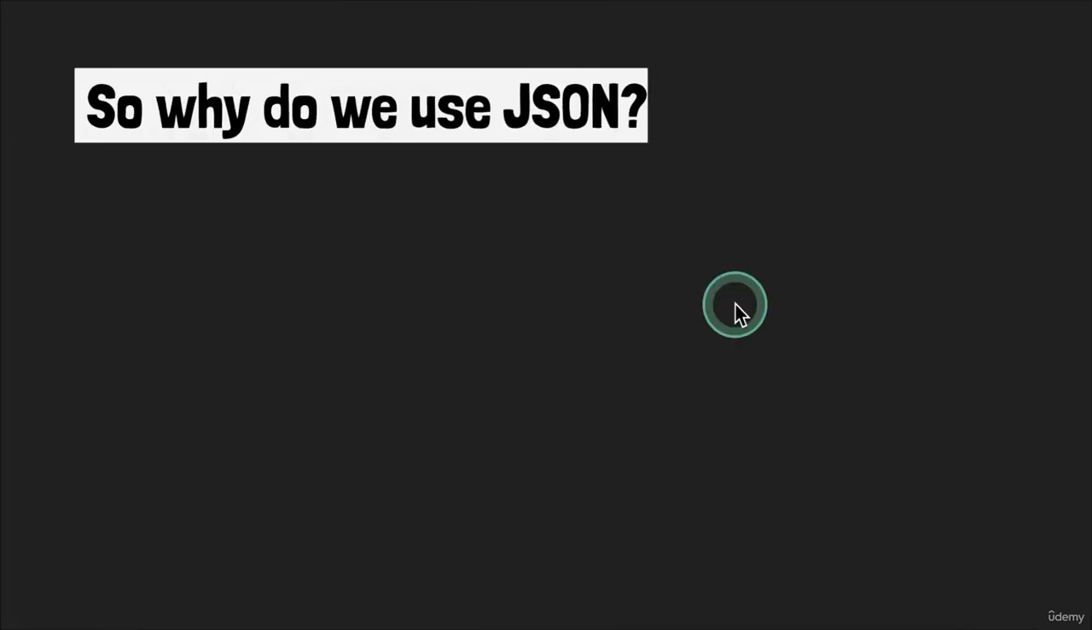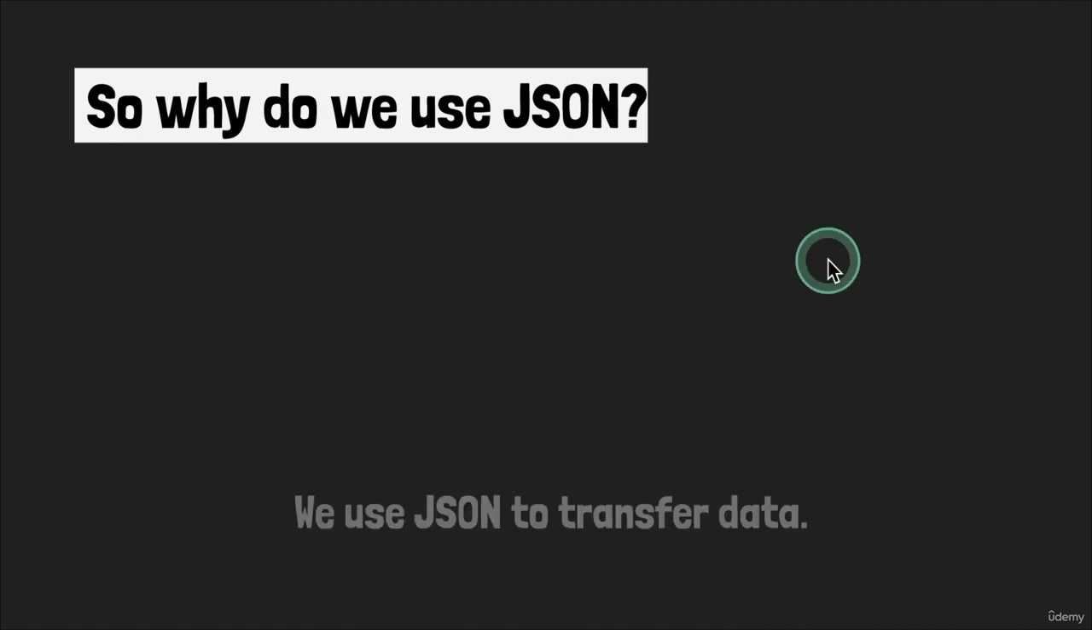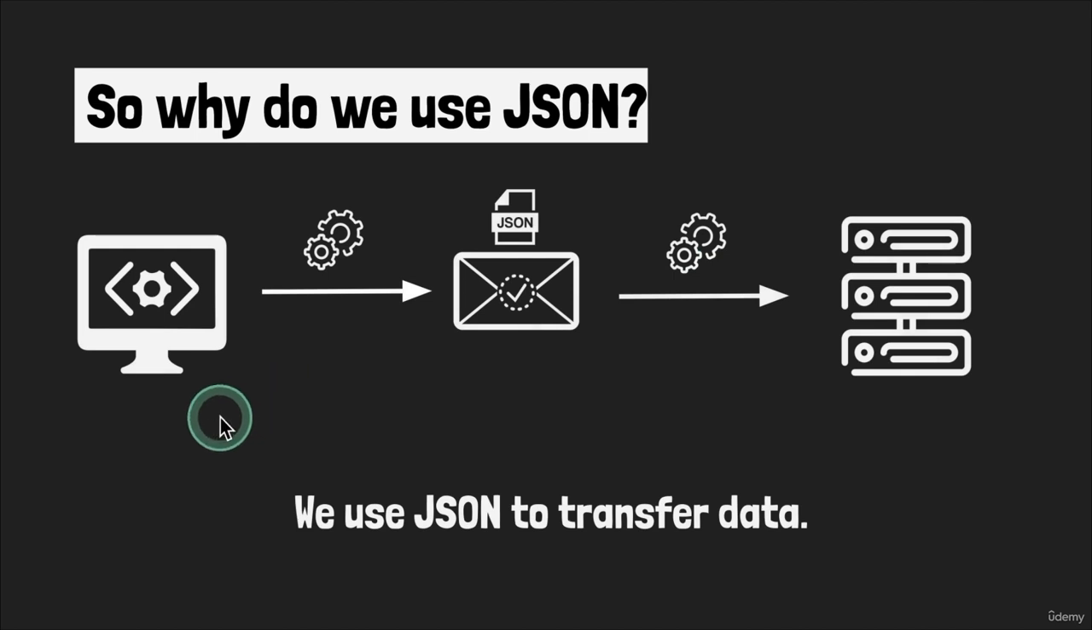So why do we use JSON? Well, we use JSON to transfer data. So for example, if we have here two different systems and they need to communicate, most of the time they will use JSON to do that.